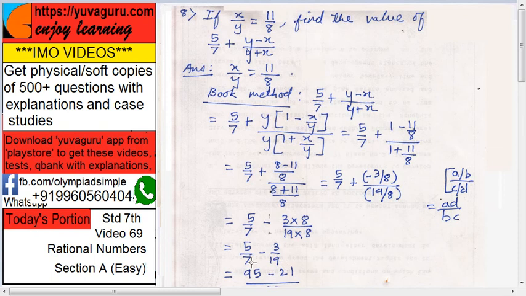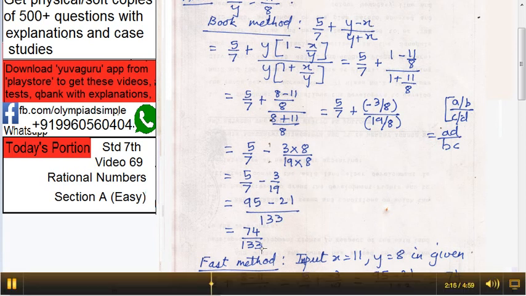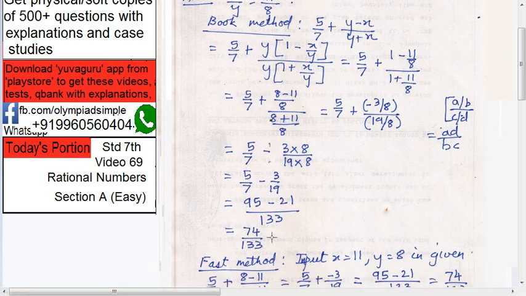So LCM of 7 and 19 now. There is no common number between 7 and 19, so it will be direct multiplication. 19 sevens are 133. So convert this: 7 into 19, so 5 into 19, 95. 19 into 7, so 3 into 7, 21. 95 minus 21 is 74 upon 133. This cannot be divided further, so this as it is.